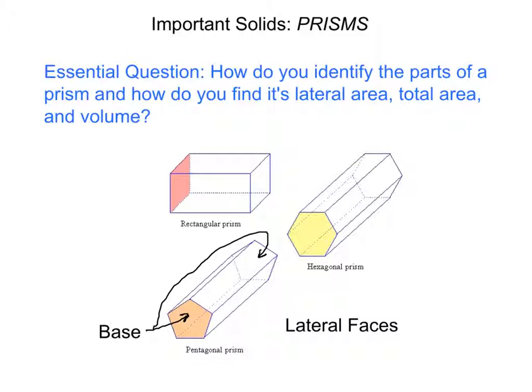Next, there are the lateral faces. The lateral faces are the faces of a prism that are not its bases. So they are these sides here, and they go all the way around.